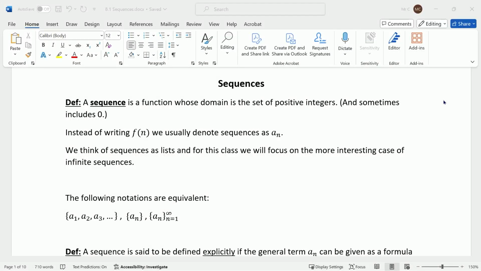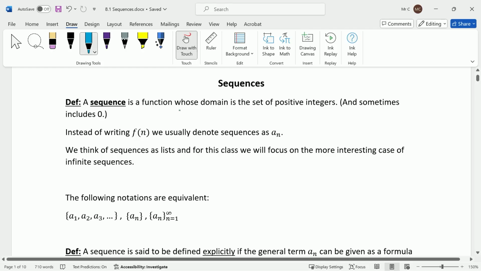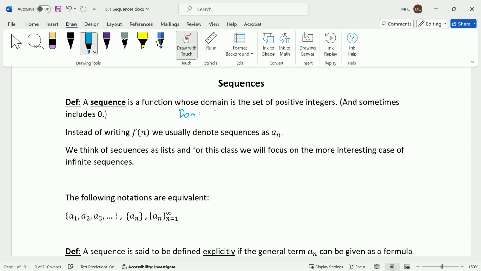So we've got a whole lot to cover here, but let's just start with the definition. A sequence is a function whose domain is the set of positive integers, and this sometimes includes 0. So the domain, what we're saying here, is usually the set 1, 2, 3, and so forth and so on. But sometimes we will also include 0.